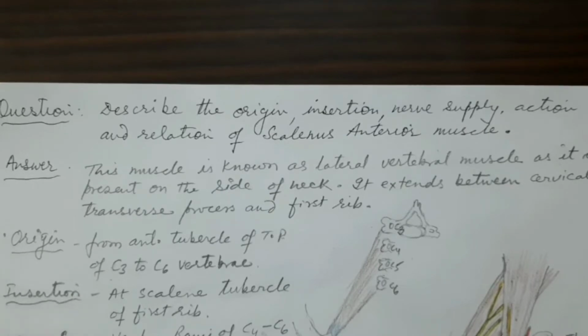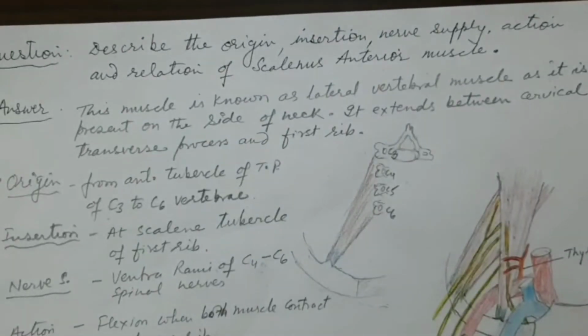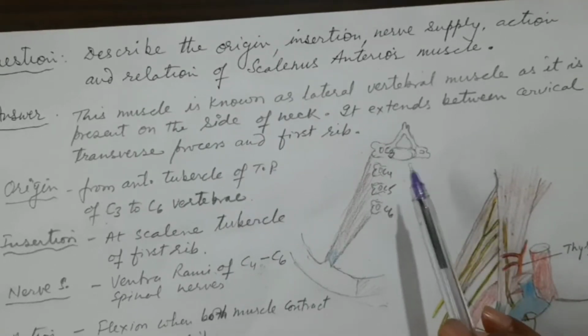How will you start your answer? This muscle is also known as the lateral vertebral muscle. What do you mean by lateral vertebral muscle? That means it takes origin from the lateral aspect of the cervical spine, and it is present on the side of the neck. Now this muscle extends between the cervical transverse processes. Let us see this small diagram.